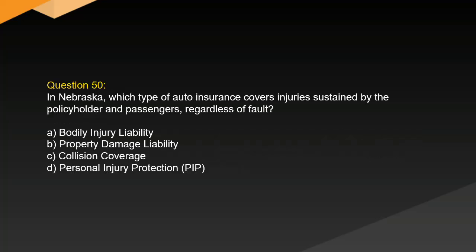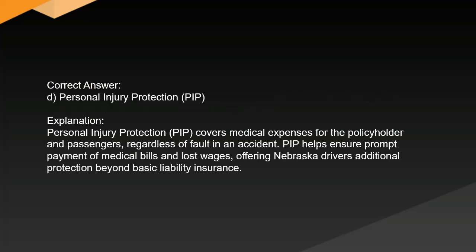Question 50. In Nebraska, which type of auto insurance covers injuries sustained by the policyholder and passengers, regardless of fault? A. Bodily injury liability. B. Property damage liability. C. Collision coverage. D. Personal injury protection, PIP. Correct answer. D. Personal injury protection, PIP.